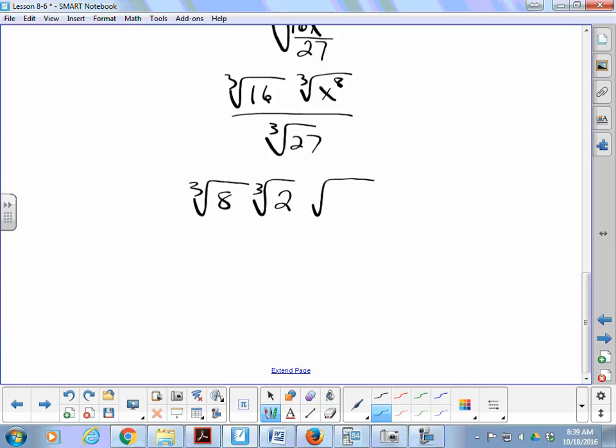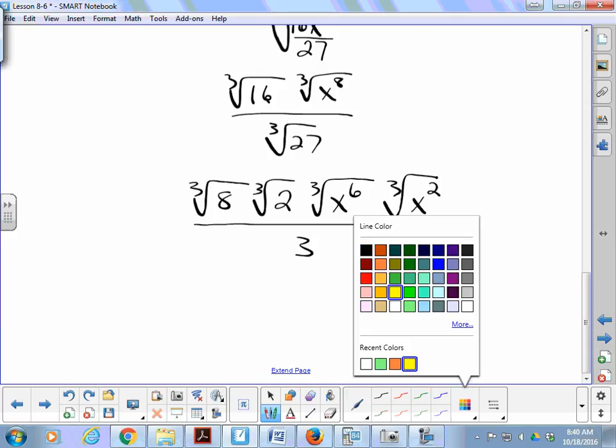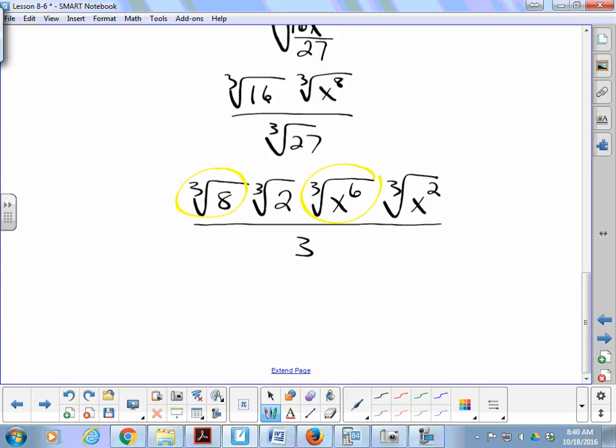X to the 8th, right? That would be the cube root of x to the 6th, all right? Because 3, 6, 9, we're looking at multiples of 3 for our powers. And then so I have x to the 6th, and I have x squared left over, right? So I would also have the cube root of x squared here. And the cube root of 27 is 3. So these two both simplify. Cube root of 8 is 2. Cube root of x to the 6 is x squared. Okay, those two both simplify.